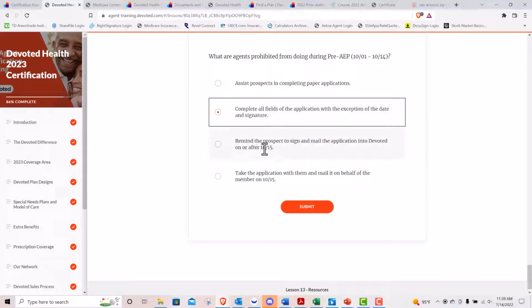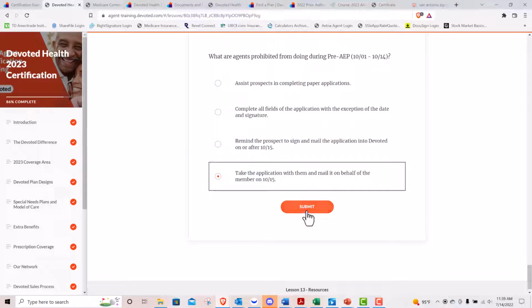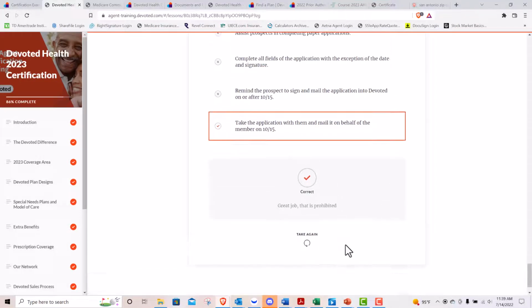Remind them to sign and mail the application to Devoted. This one sounds like you can do it. This one sounds like it's extremely fraudulent, because it would already have to have been signed. Yeah. So it looks like you can help them fill out the application. You can have them fill out the application without the date and signature. And you can remind the prospect to sign and mail the application to Devoted on or after, which I guess makes sense.